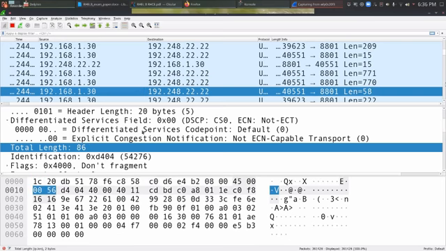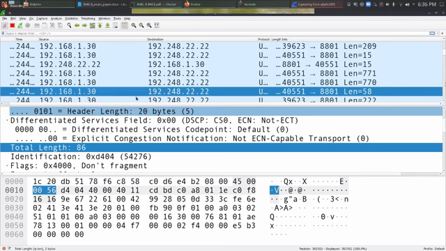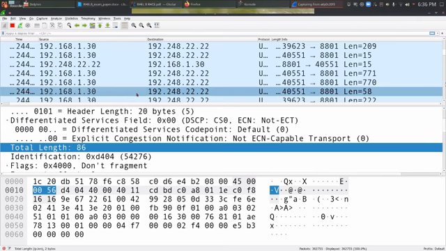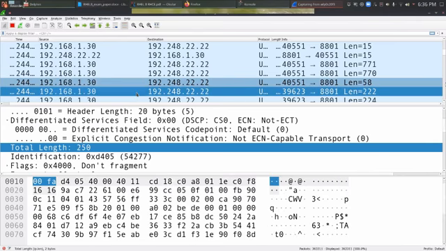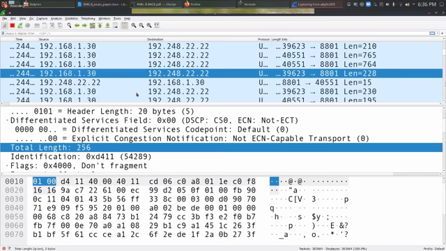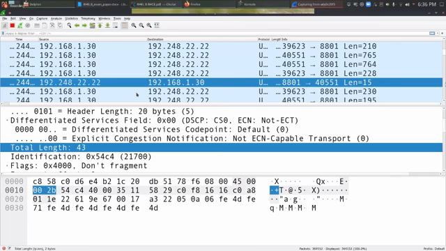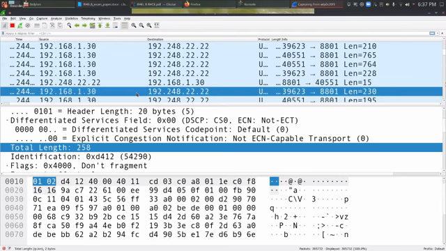Here it says total length is 86 bytes. The header length is 20 bytes. 66 bytes of data, yes. Here, header length is 20 bytes, total length is 43 bytes. What is the data size? 23 bytes.